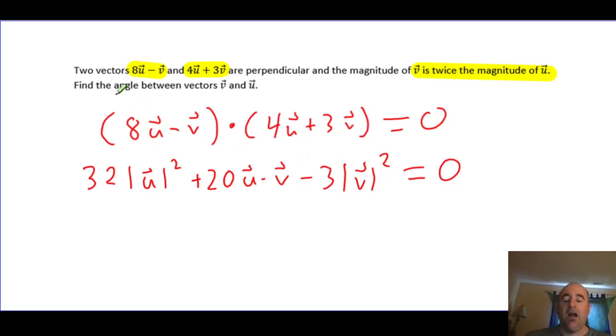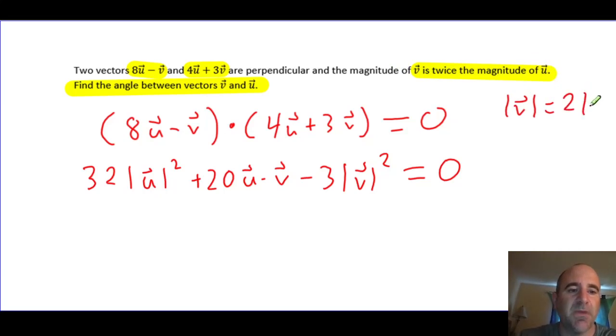Now, I'm going to introduce a few things. First of all, I'm looking to find the angle between U and V. Second, I know that the magnitude of V is twice the magnitude of U, which means that I can say that the magnitude of V is equal to 2 times the magnitude of U. I'm going to do some replacing. I am going to replace the magnitude of V for sure using this formula right here. And I'm also going to introduce the magnitude of U and V and the angle by evaluating or expanding what this looks like.